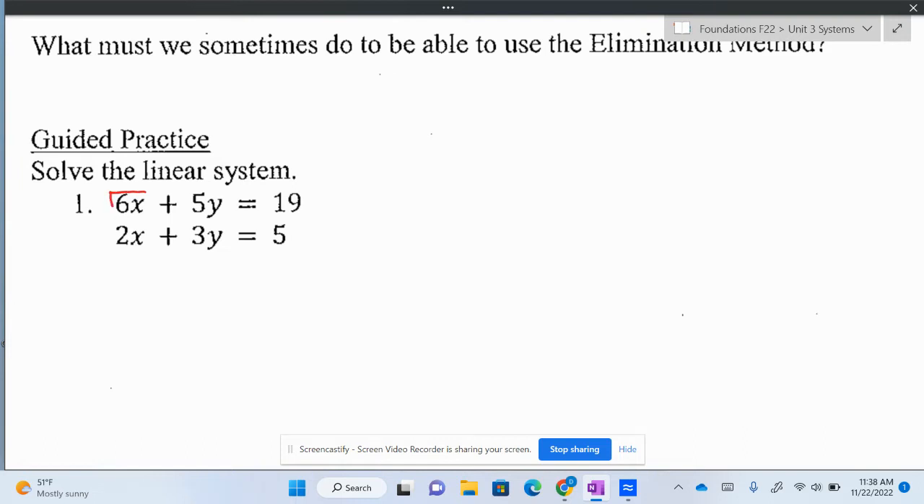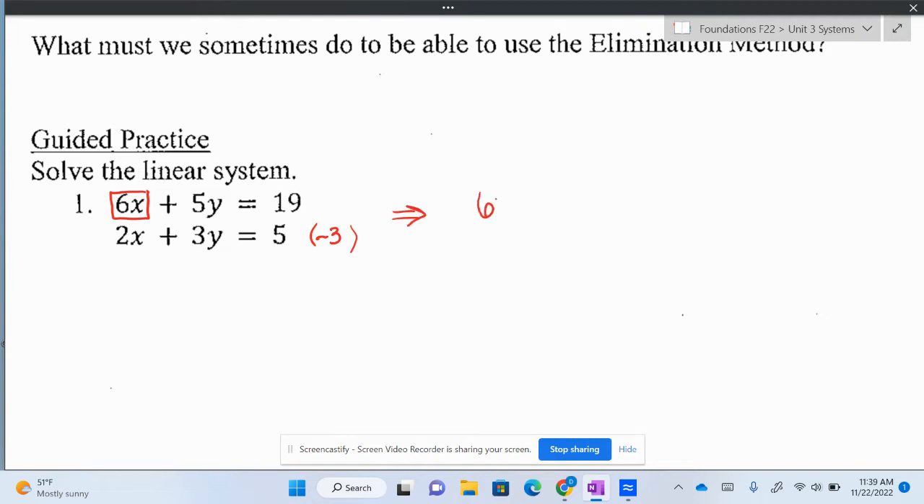For the first equation, I have 6x. So I want you to look at the second equation. What is something that you could multiply every single term by? Yep. -3. So I'm not going to do anything with the first equation.